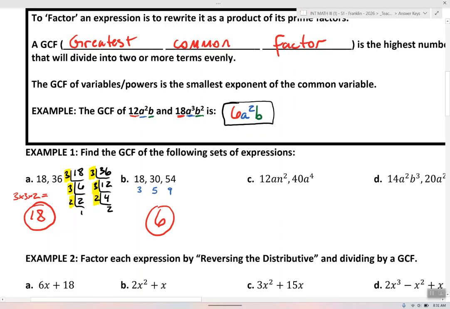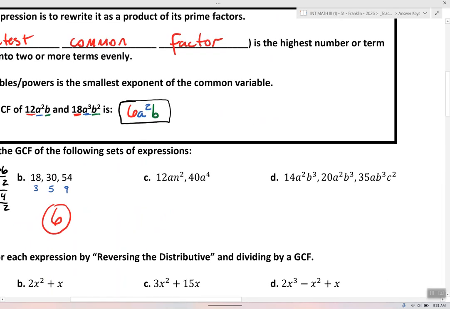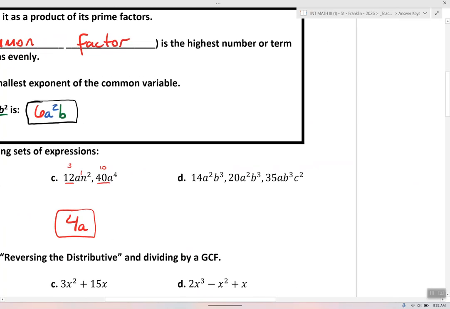Next problem, we have 12a squared and 40a to the 4th. Again, first consider 12 and 40. I believe this is just 4 for the GCF. If you double check that, 12 divided by 4 is 3, 40 divided by 4 is 10. Those two numbers don't have any common factors other than 1, so we're good there. Then we have to find the GCF with the powers. The only variable they have in common is the a, and the smallest exponent present on a is 1. So 4a is our GCF here, 4a to the first power.